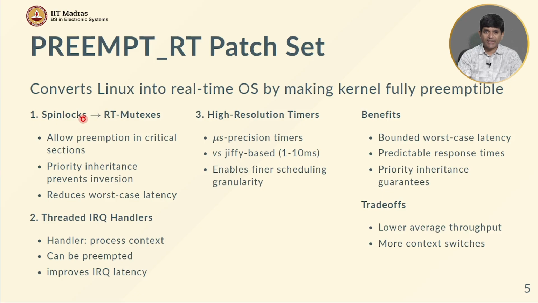So rather than that, they actually use some other kind of approaches which are called RT mutexes, which are a variant that have less overhead but are usable only in a very specific kind of context, right? They allow preemption in certain critical sections, right? Even when you are in a critical section, they can allow preemption of that particular task, right?